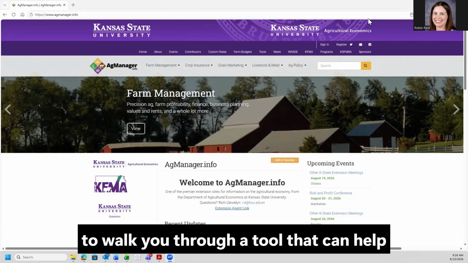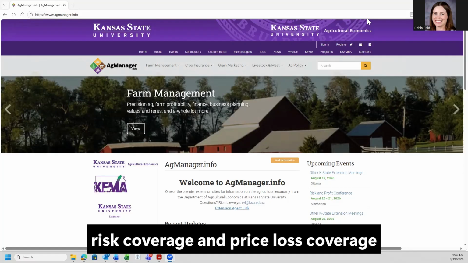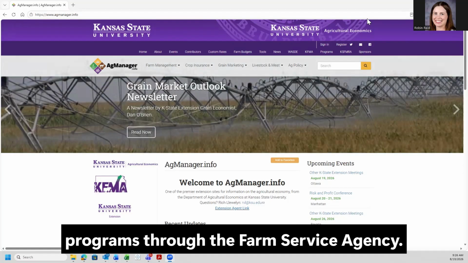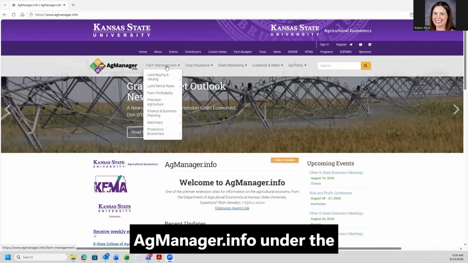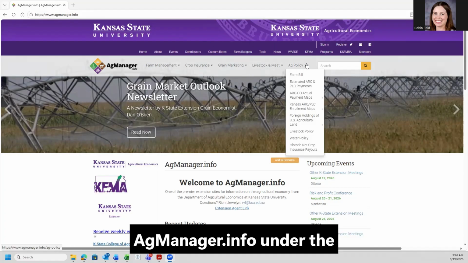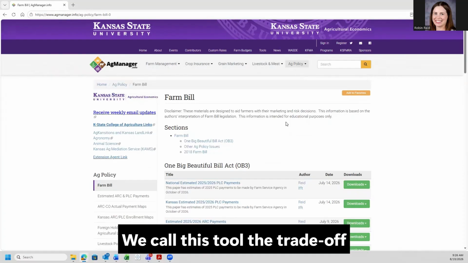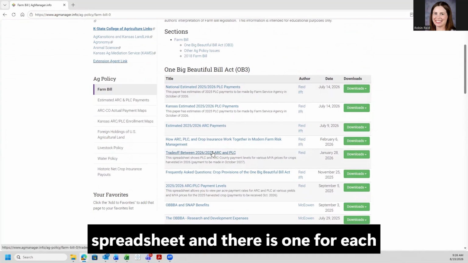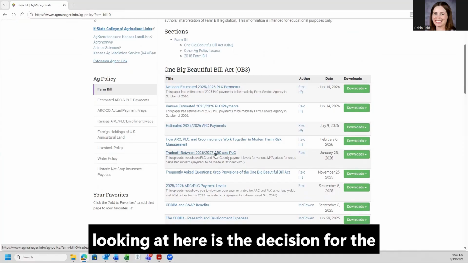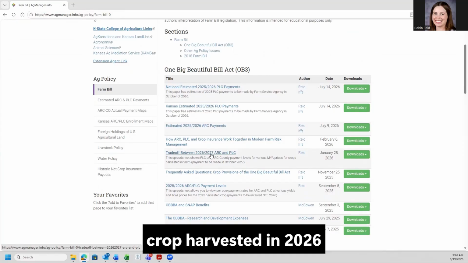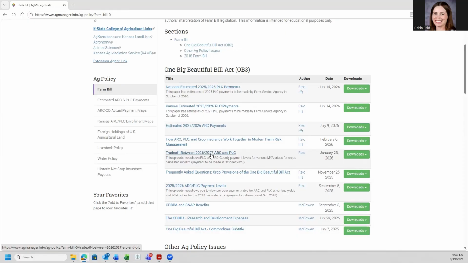Today, I'm going to walk you through a tool that can help producers decide between Agricultural Risk Coverage and Price Loss Coverage programs through the Farm Service Agency. This tool is available on our website, agmanager.info, under the Ag Policy section and the Farm Bill. We call this tool the trade-off spreadsheet, and there is one for each year. The one that I'm looking at here is the decision for the crop harvested in 2026, where the marketing year will run through 2027.